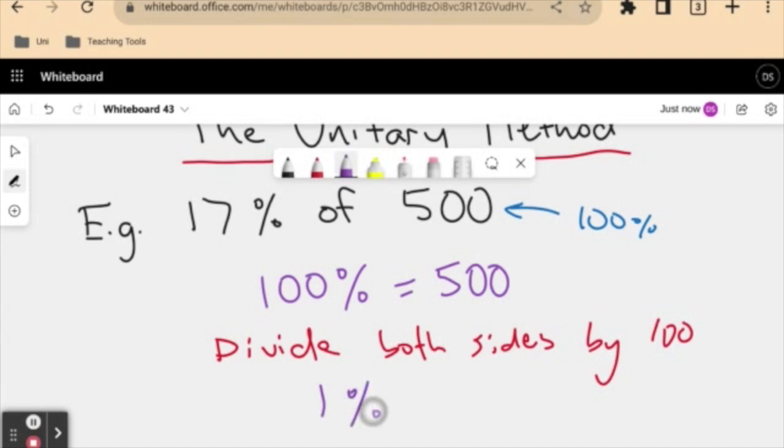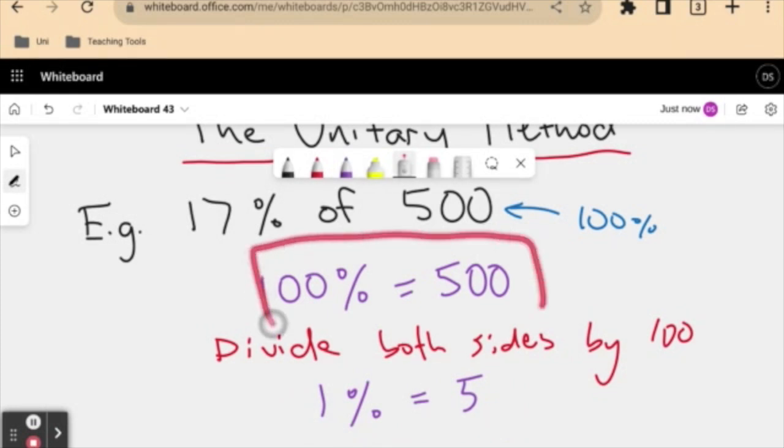1% is equal to 500 divided by 100, which is 5. Now, this is really powerful, and this is an equivalent statement. The fact that 1% equals 5, an equivalent way of saying this is that 100% then would equal 500. So we've just gone the other way here.